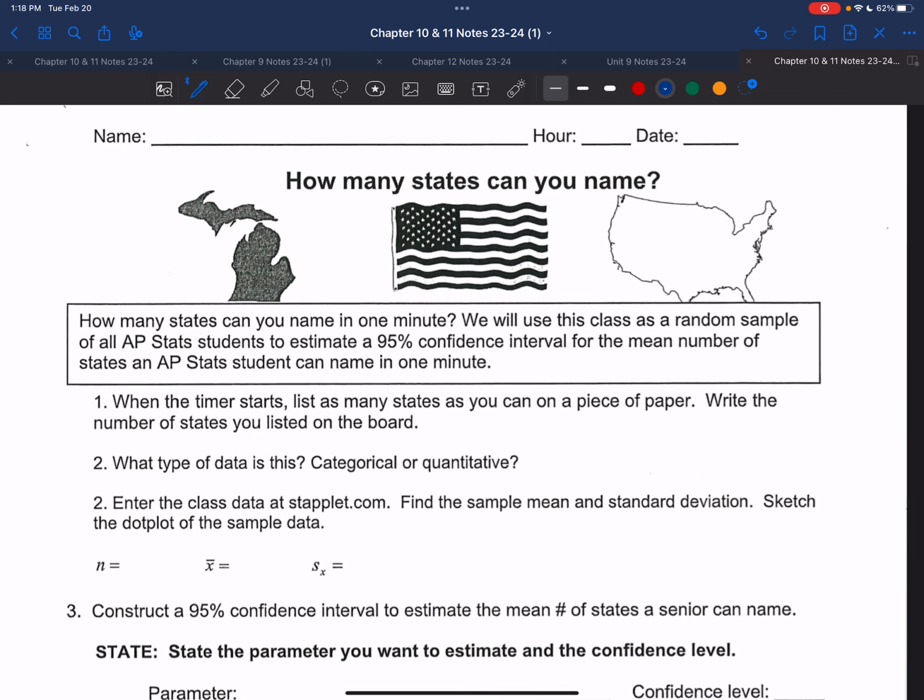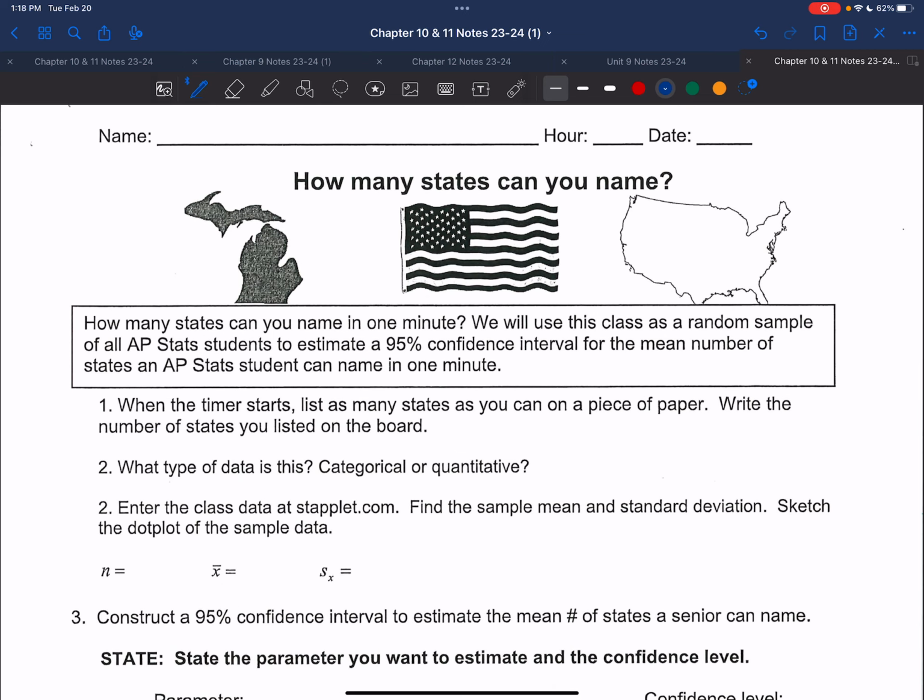It says, how many states can you name? This is the last thing for section 10.1. How many states can you name in 1 minute? We will use this class as a random sample of AP Stat students to estimate a 95% confidence interval for the mean number of states AP Stat students can name in 1 minute.